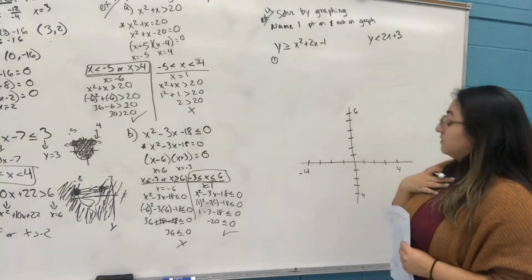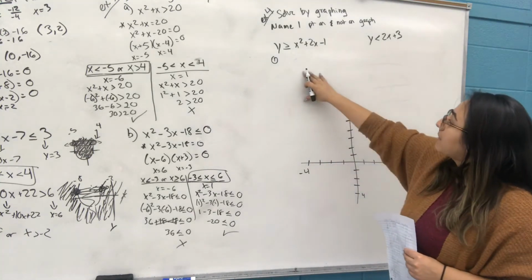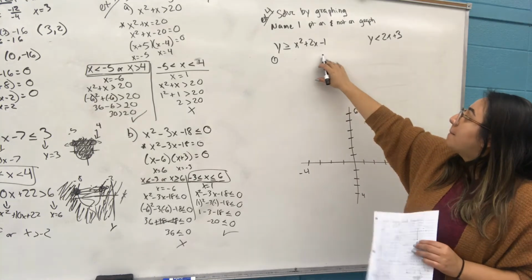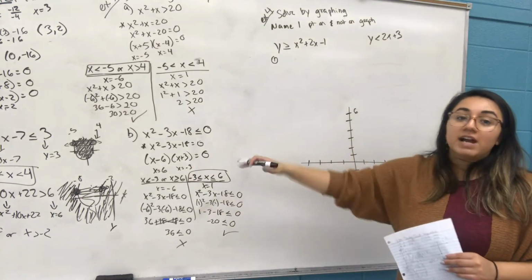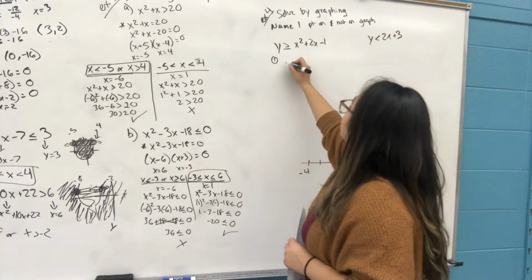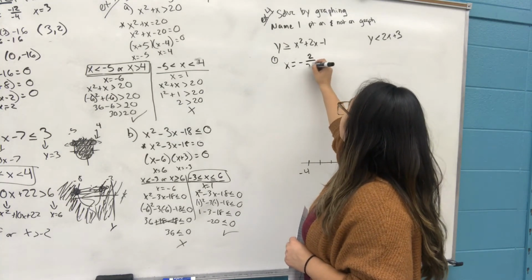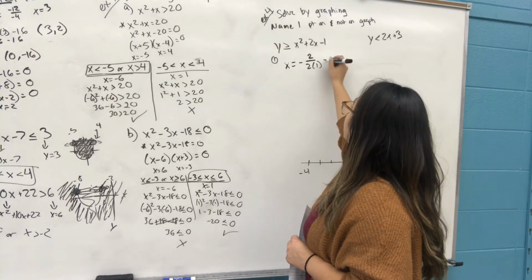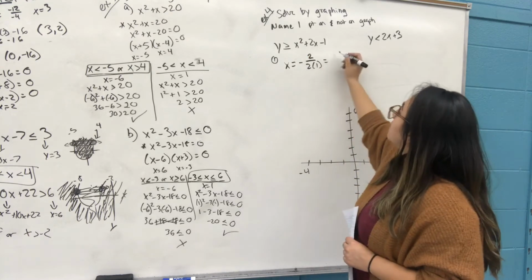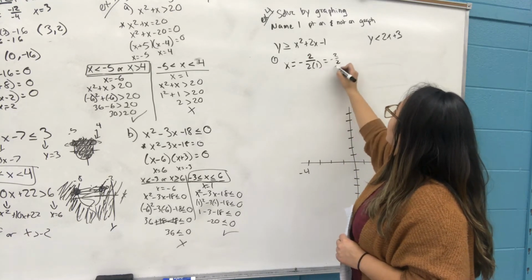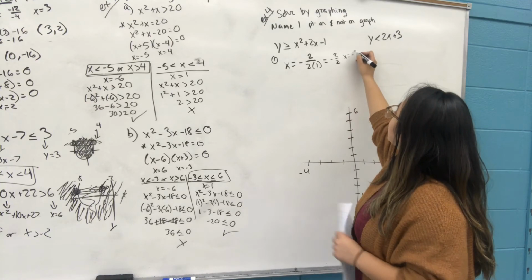So first thing, we're going to graph y is less than x squared plus 2x minus 1. We graph it from the beginning. Find the vertex. X is equal to negative b, which is 2, over 2 times a, which is 1. So we get x is equal to negative 2 over 2. X is equal to negative 1.